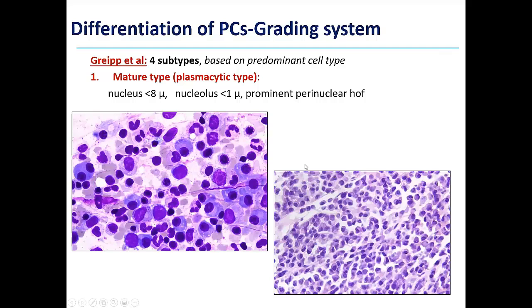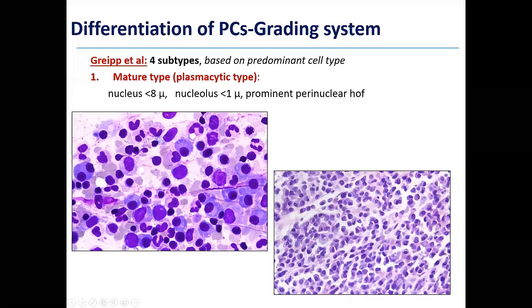Then Grip et al. from Mayo Clinic devised a plasma cell grading system. That is, whenever we come across plasma cells, whether those are well differentiated, mature type or not, they subclassified them into 4 or 5 subtypes.